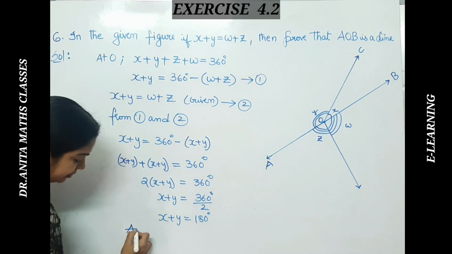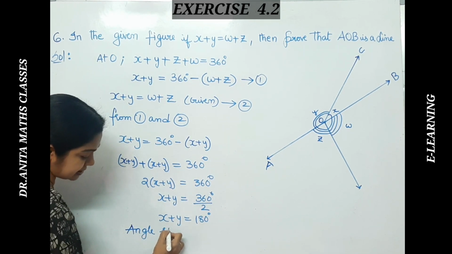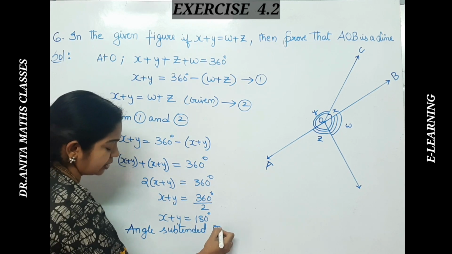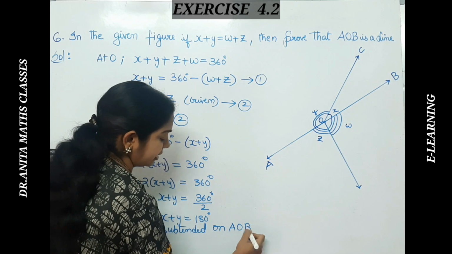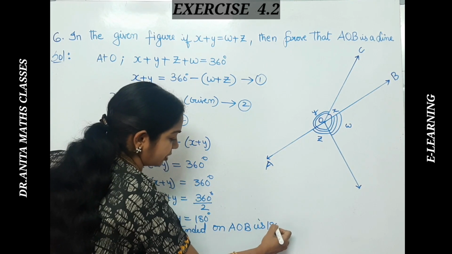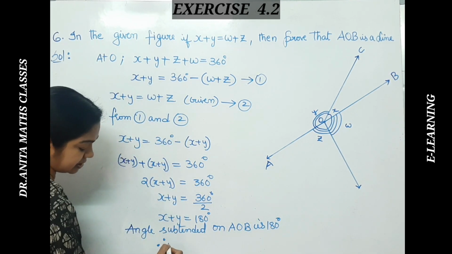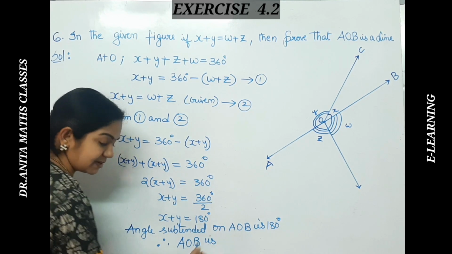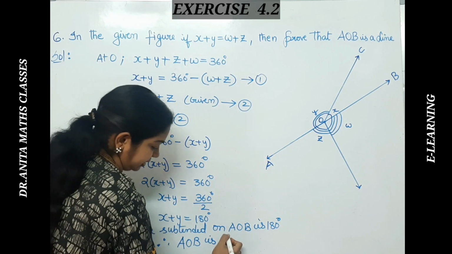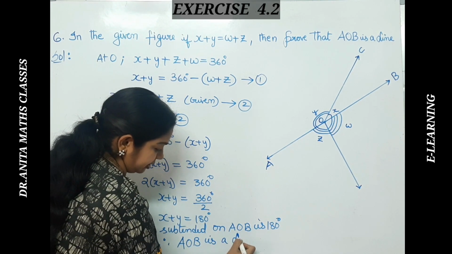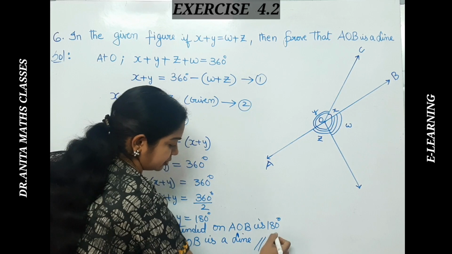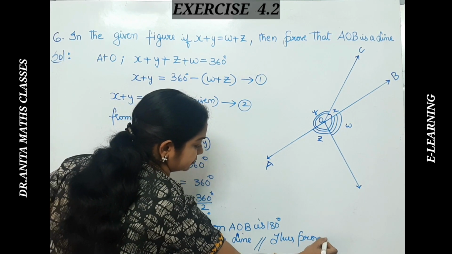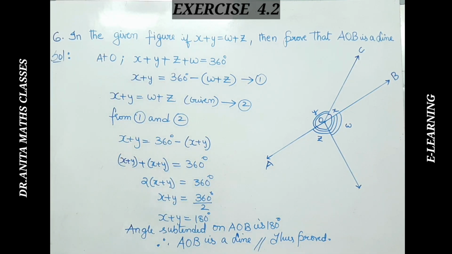Therefore, the angle subtended on AOB is 180 degrees. That we got. Therefore, we can say AOB is a line, or specifically a straight line. That we needed to prove. So, thus proved. Pause it and note it down.